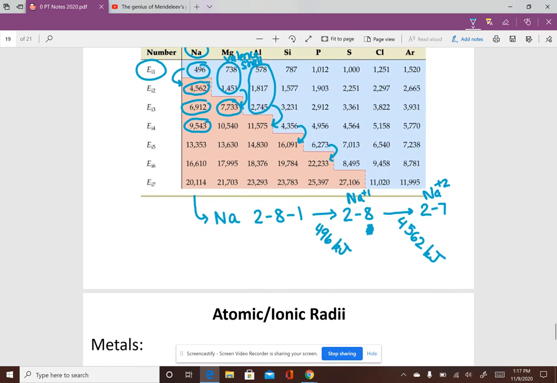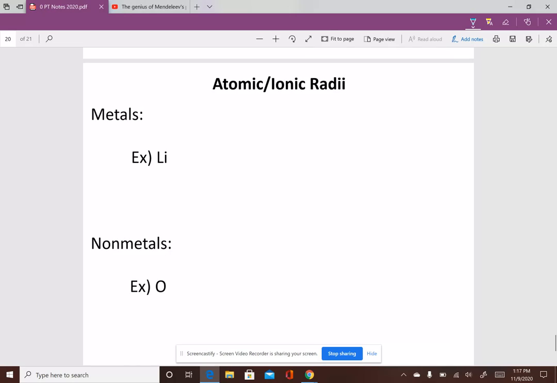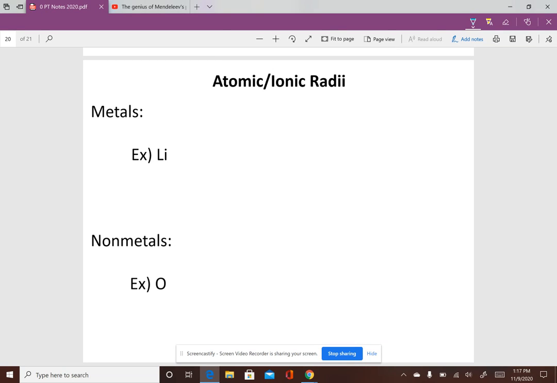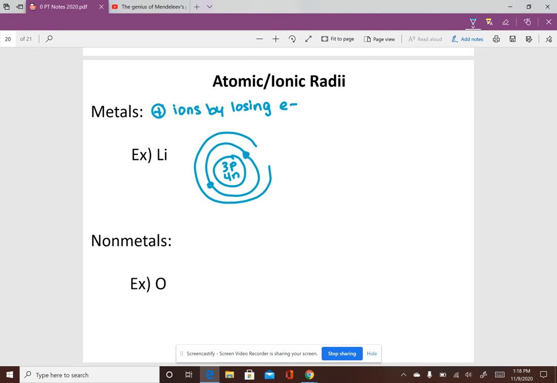Talking about becoming ions, guys, we also need to know what happens to the radius of an atom when it becomes an ion. Okay, so let's talk about metals first. Metals, they become positive ions by losing electrons. So if I were to draw lithium, right? Lithium's got 3 protons, 4 neutrons. There's 2 electrons in the first shell and 1 electron in the second shell. We learned how to do this when we learned Bohr diagrams, right?